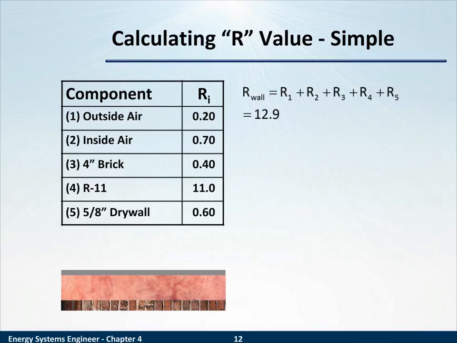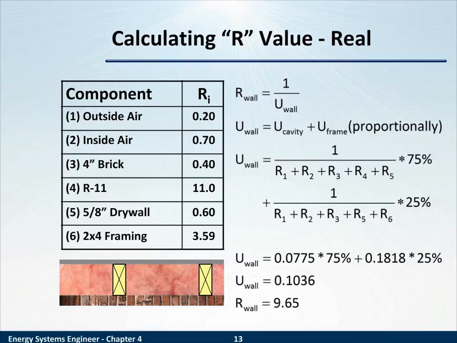A simple R value in this example would say the outside air. You see the brick and the drywall there. Let's say the outside air has some R value, and the inside air has a different R value. You have brick, fiberglass insulation, and drywall that all have some R value. The simple calculation is just add them up. If you have that configuration, indeed you can just add them up.